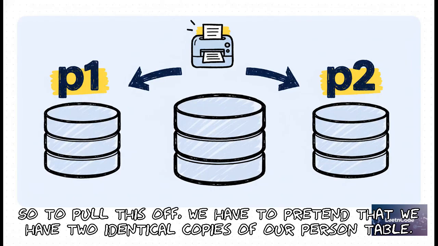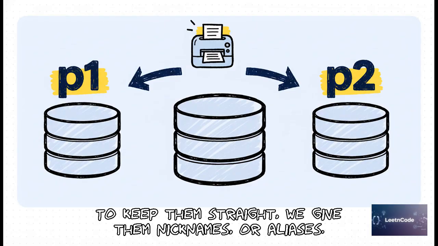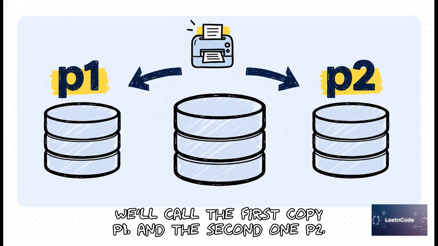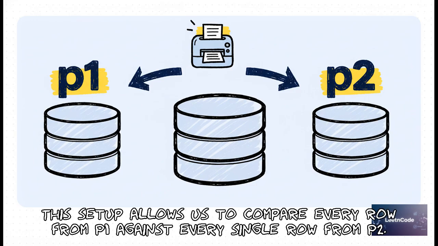So to pull this off, we have to pretend that we have two identical copies of our person table. To keep them straight, we give them nicknames or aliases. We'll call the first copy P1 and the second one P2. This setup allows us to compare every row from P1 against every single row from P2.